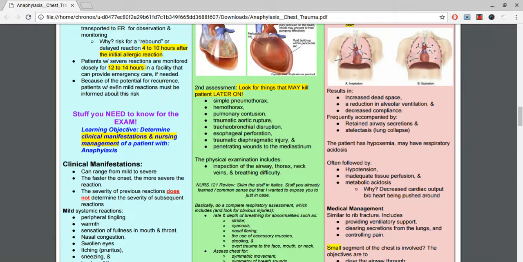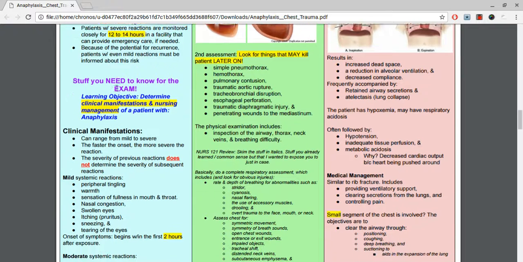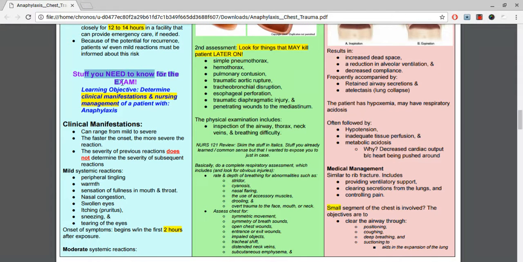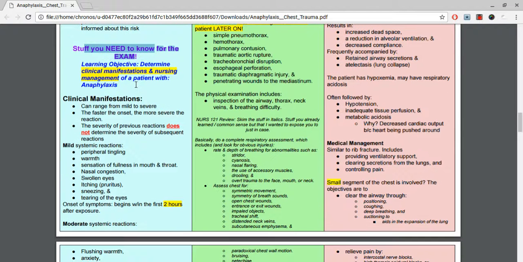Because of the potential for reoccurrence, patients with even mild reactions must be informed about this risk. Okay, now we're moving on to the stuff that you really need to know and focus on for this exam and as a nurse in general. And here's the learning objective. Determine the clinical manifestations and nursing management of a patient with anaphylaxis.